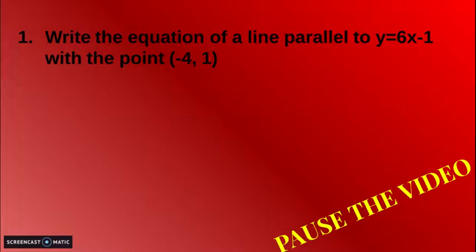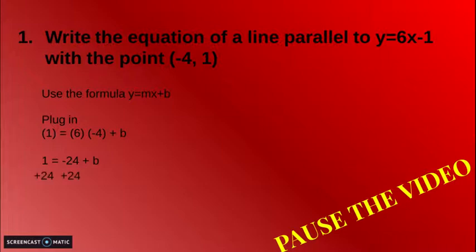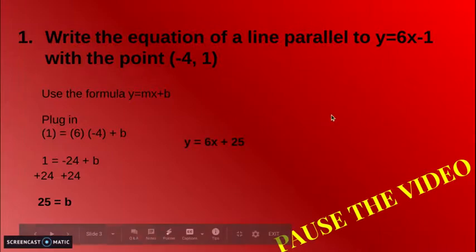Okay, I'll go over it. There are two ways you could do this, but I'm going over the one where you use the formula y equals mx plus b. You plug in for y, m, and x, and you try to solve for b. You multiply 6 and -4, and you get -24. You add 24 to both sides, and you find out that b equals 25. Then you can write the equation, because if it's a parallel line, you know that the slopes will be the same. And then that's the y-intercept, which is b.